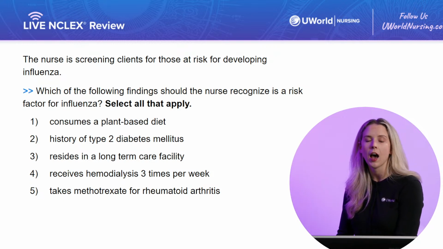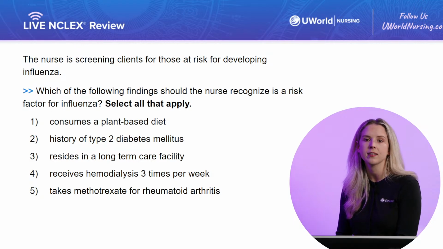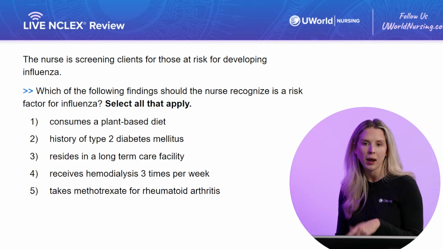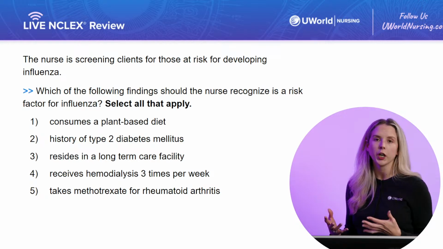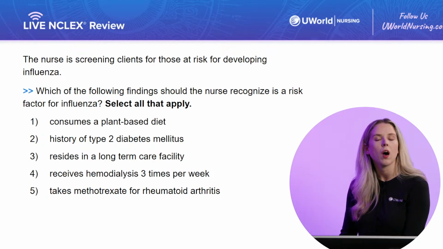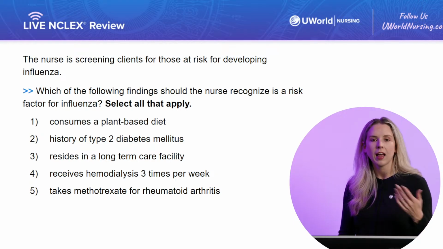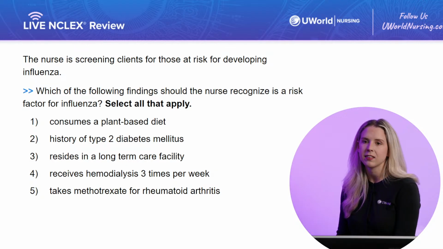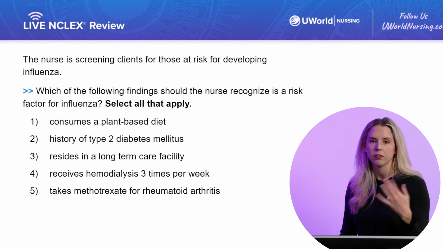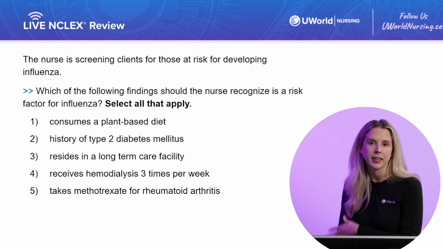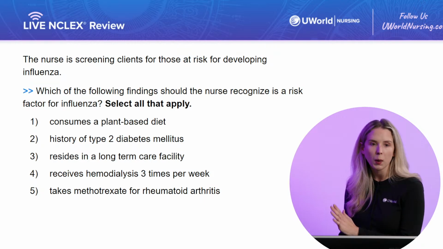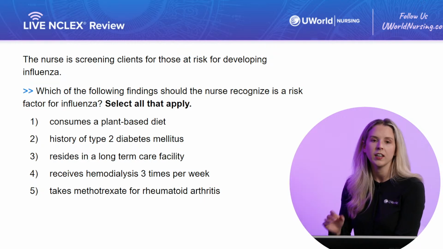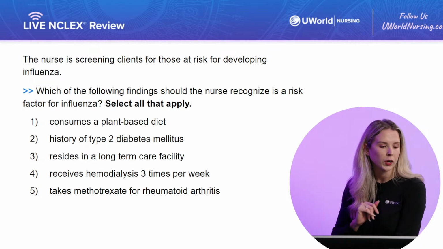And lastly, methotrexate for rheumatoid arthritis. Methotrexate lowers our white blood cell count, which will make it harder to fight off infection. So this would also be a correct answer. Lastly, consumes a plant-based diet. This does not have a direct relation to developing the flu. I would just hope as long as they get enough protein, we're good to go, but it's not related to the flu as a risk factor. So again, 2, 3, 4, and 5 were our correct answers.